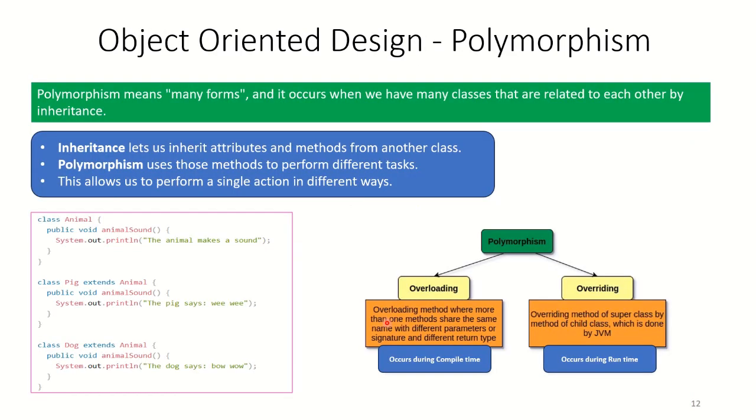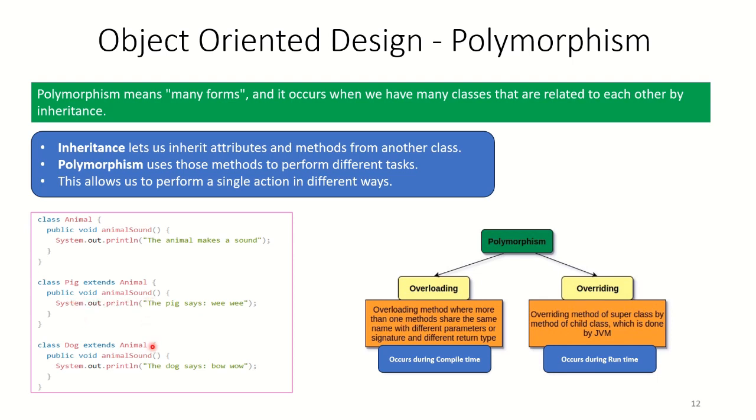Finally, we can now talk about the fourth feature of object oriented programming, which is called polymorphism. In general, polymorphism means many forms. It occurs when we have many classes that are related to each other by inheritance. In the code snippet, you can see a parent class called animal, and this is extended by two classes, pig and dog, where we implemented the method animal sound differently.